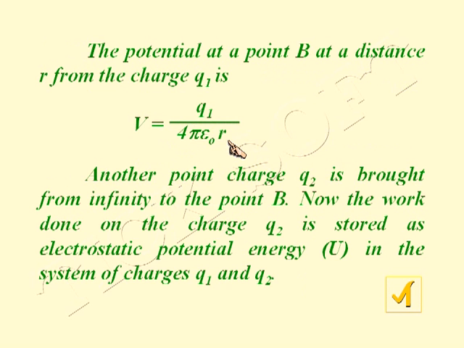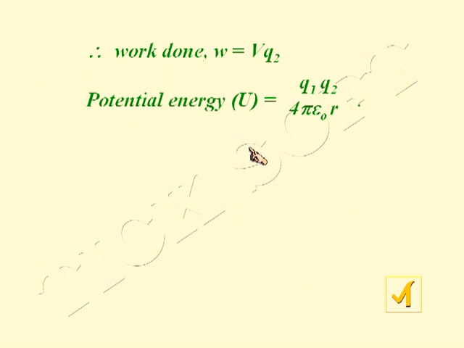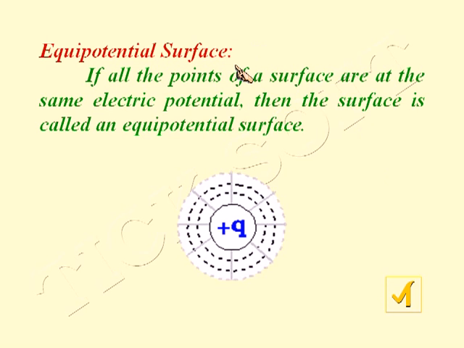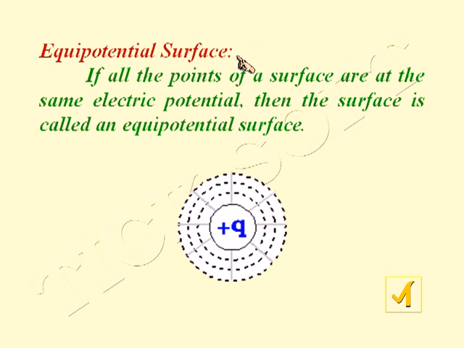4 pi epsilon naught r. When there are two charges, the potential energy of that system will be Q1 by 4 pi epsilon naught r into Q2. Now we can see about the equipotential surfaces.